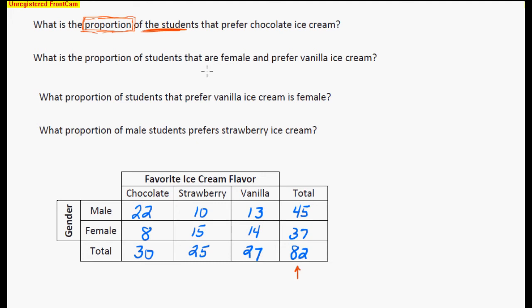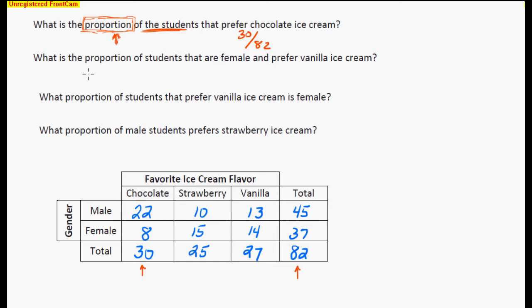In some other examples, they're going to be different. All right, how many of those prefer chocolate? Well, that's males and females together, so I'm going to use that 30 right there. So this one would be 30 out of 82, right? And you can leave it like that, or you can change it into a percent, but I'm just going to leave it like that since they do say proportion here. That makes me think of fractions and such, all right?